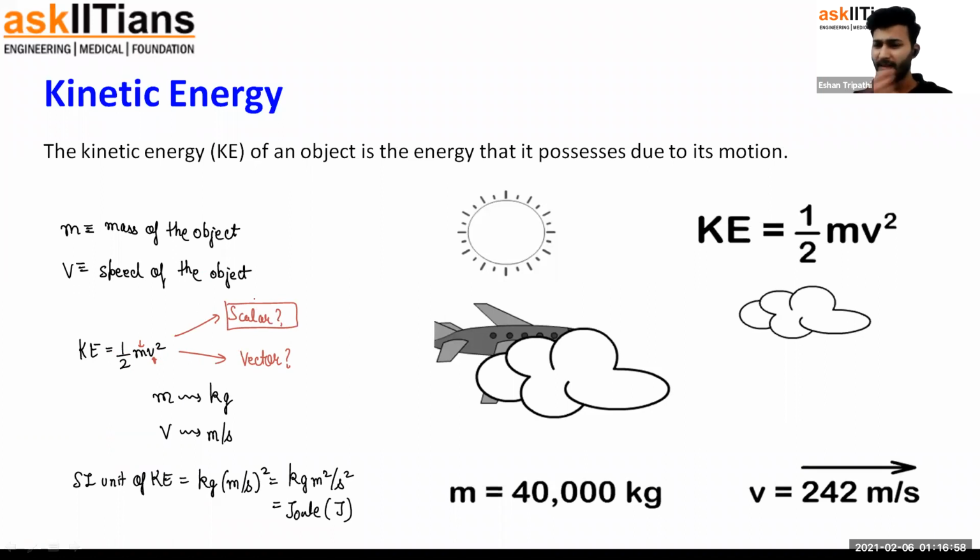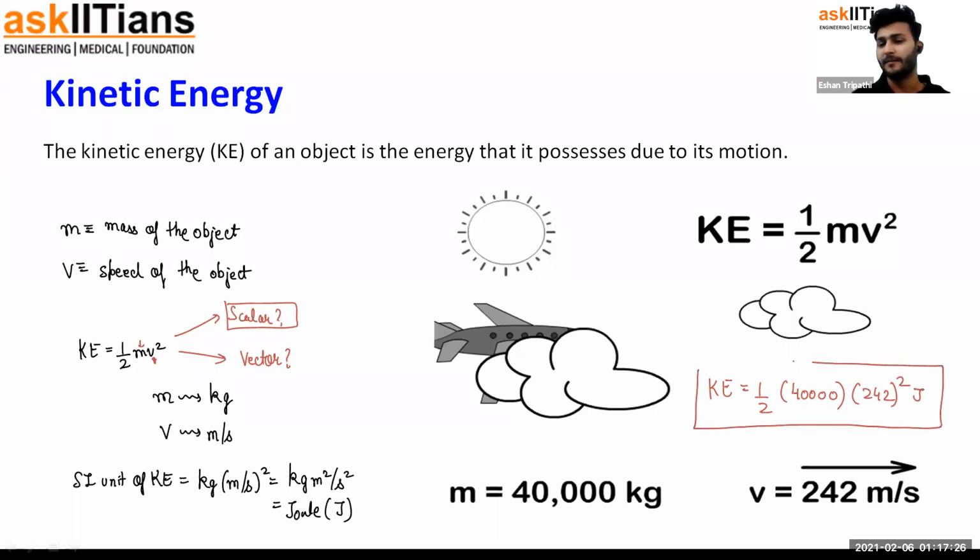An example of it, look at over here. Say there's an airplane which is flying, having a mass of 40,000 kgs and a speed of 242 meters per second. You can calculate its kinetic energy also, right? So just put kinetic energy as half times mass, which is 40,000, multiplied by 242 square. This much joules of kinetic energy this airplane possesses with this much mass and this much speed.